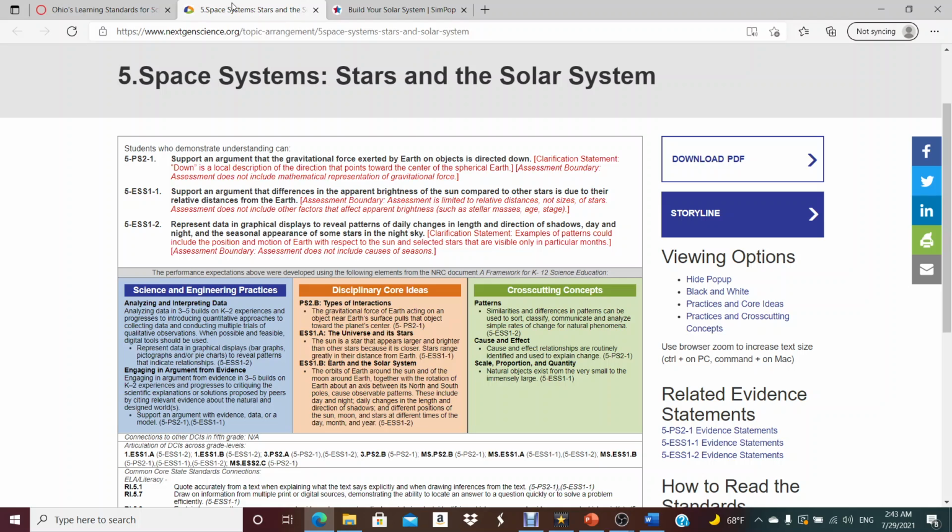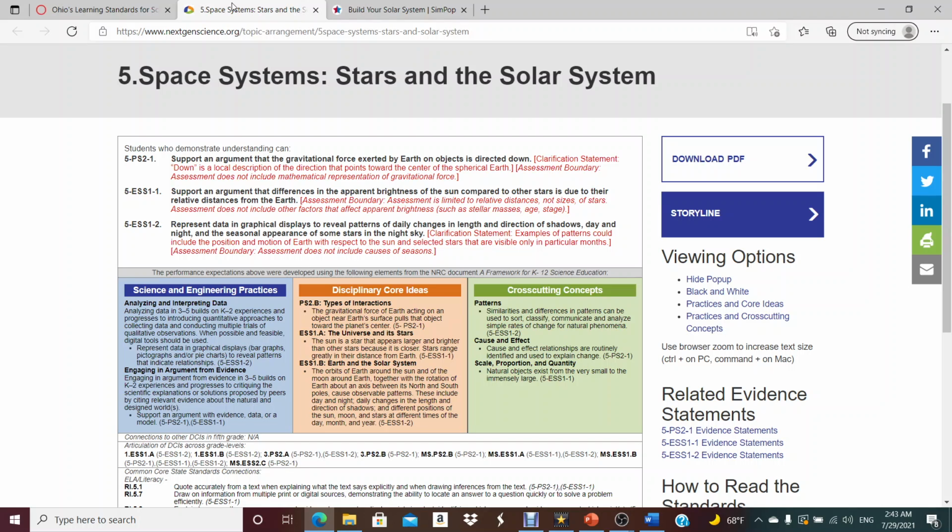Next Generation Science Standards: students can demonstrate understanding. Fifth grade physical science: support an argument that the gravitational force exerted by Earth on objects is directed down. Fifth grade Earth and space science: support an argument that differences in the apparent brightness of the sun compared to other stars is due to their relative distances from the Earth.